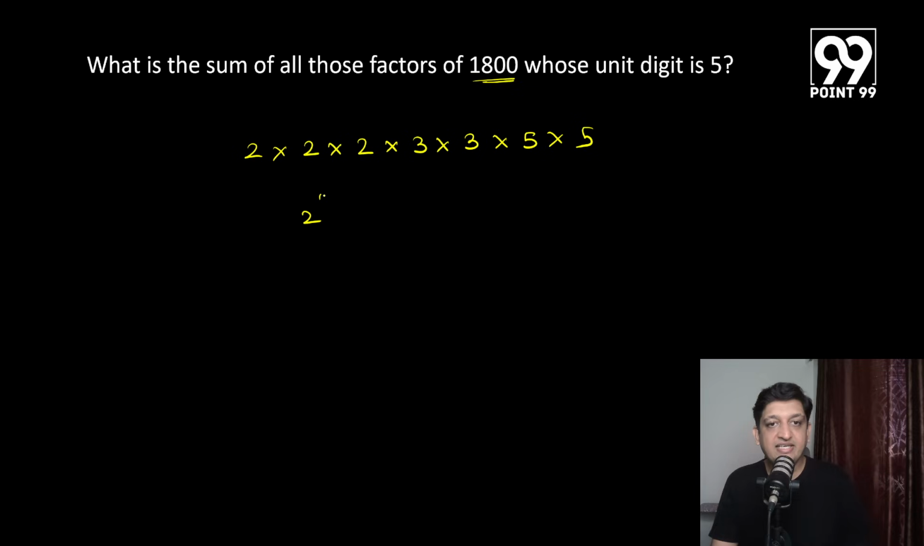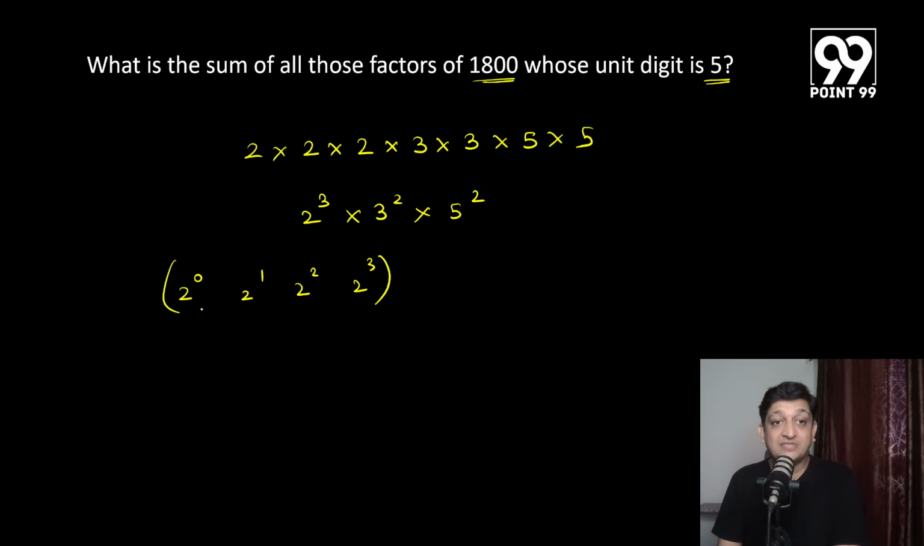So I am going to get this as 2 cubed multiplied by 3 squared multiplied by 5 squared. This is what I'm going to get. Now my units place digit has to be 5. So what all options do I have? My factor when it comes to 2, right? The power of 2 can either be 2 raised to 0, 2 raised to 1, 2 squared or 2 cubed. So that is my selection set.